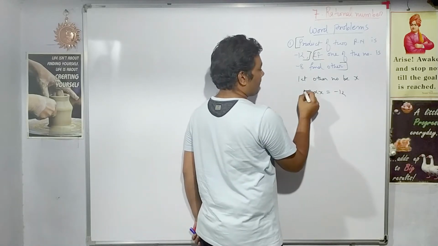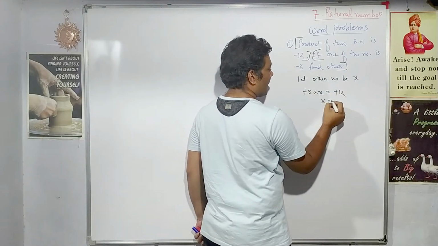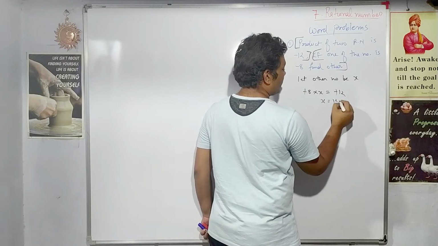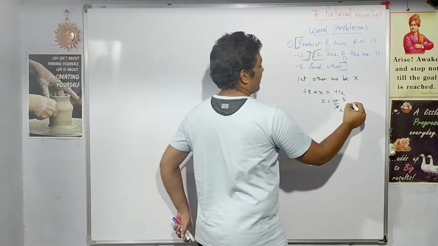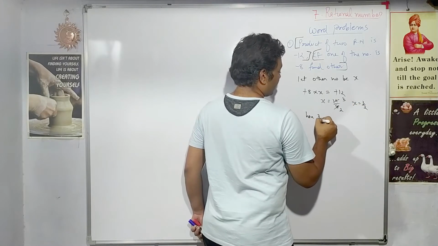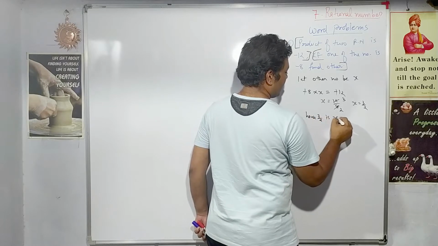So let us simplify. We can cancel minus from both the sides. 12 upon 8, 2 4s are 8, 3 4s are 12. So x is equal to 3 by 2. Hence 3 by 2 is the required number.